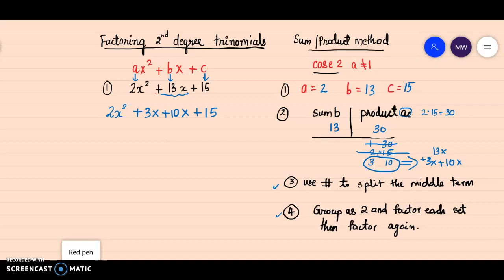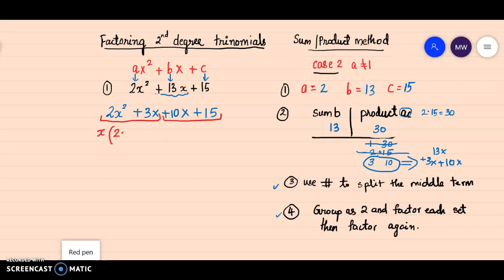Now we have to group this. The very last step says we have to group as 2 and 2, factor each set, and then factor again. So let's group them as the first 2 and the last 2. We have to group and factor two terms in one group. Let's factor the first group separately and the next group separately. To do the first one, we know that the GCF of these two terms is x.